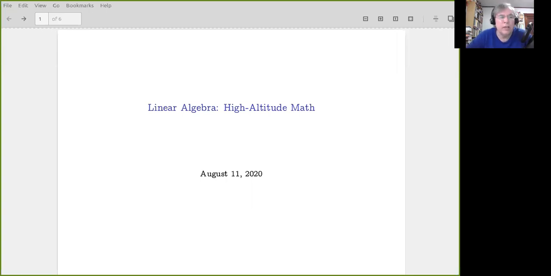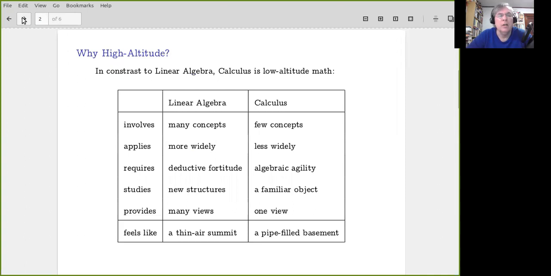Welcome to this orientation to MA210, an introduction to linear algebra. Linear algebra is high altitude math. To see what this means, let's compare it to calculus. Calculus involves just a few concepts: the idea of a function, the idea of an integral, the idea of a derivative.